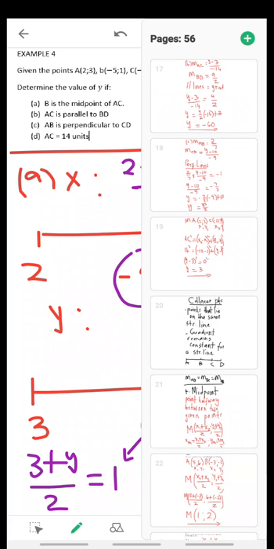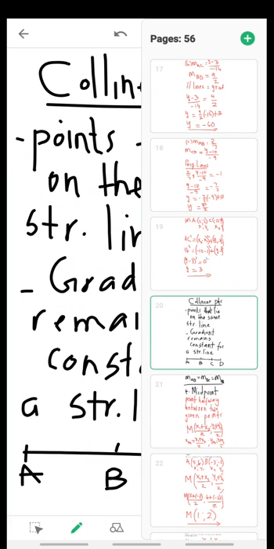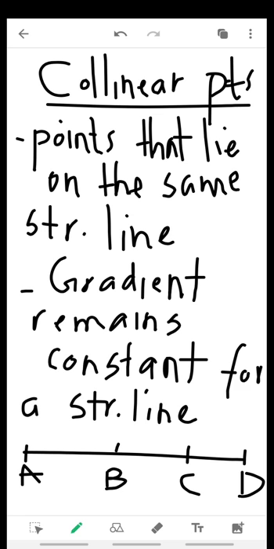Now, moving on, I want us to look into what we call collinear points. This is very simple, just a fancy word meaning something very simple. What do we mean when we say points are collinear? This is when points lie on the same straight line. Look at what I've written down there. I have a straight line AD with points A, B, C, D.